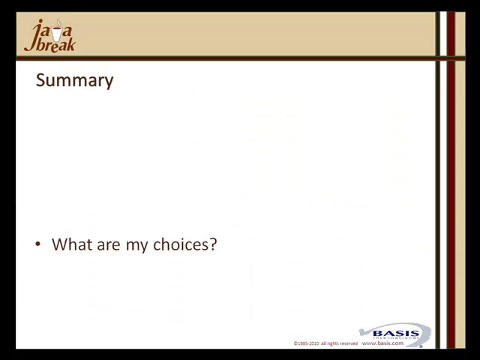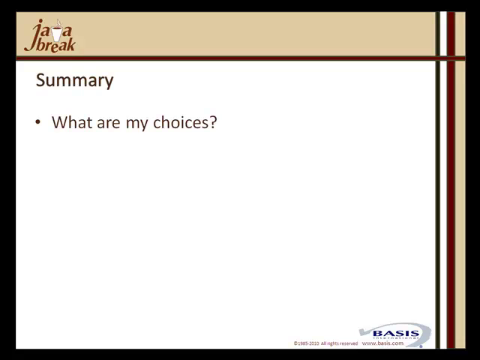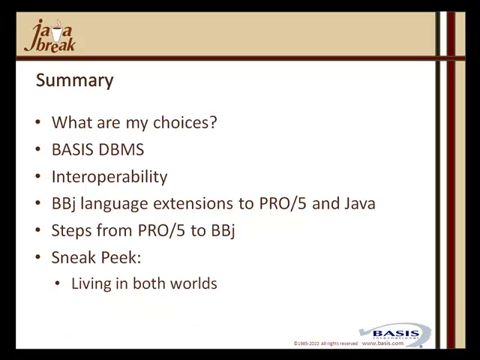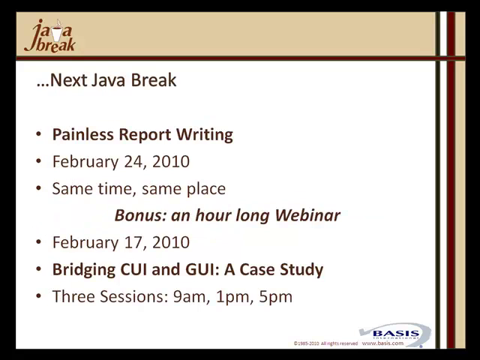So let's summarize what we've covered today. We've spoken about the choices that you have. We've spoken a bit more about the basis database management system. We've covered the interoperability between the two products. We've spoken about the BBj language extensions to Pro 5 and BBj and Java. We've spoken about the steps from Pro 5 to BBj, and we've given you a sneak peek of how you can live in both worlds by leveraging the new verb coming out in Pro 5 and Visual Pro 5 Rev 10 later this year. And you can consume BBj code from your Pro 5 application.